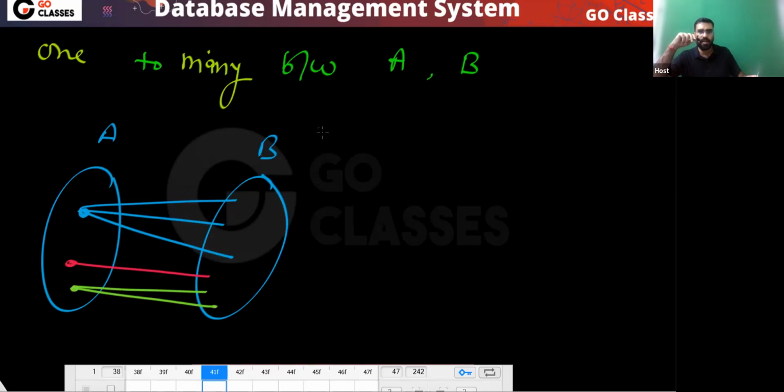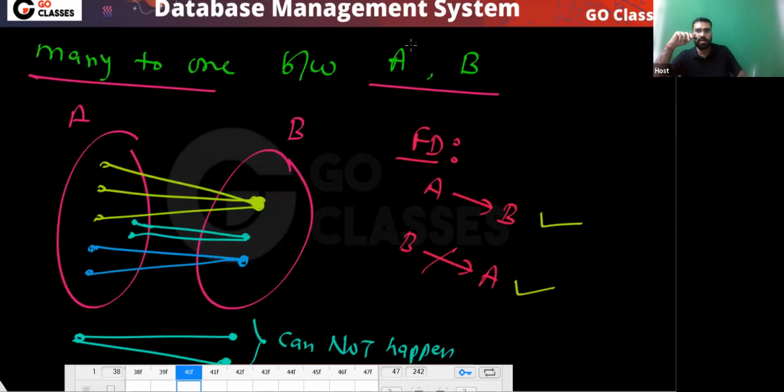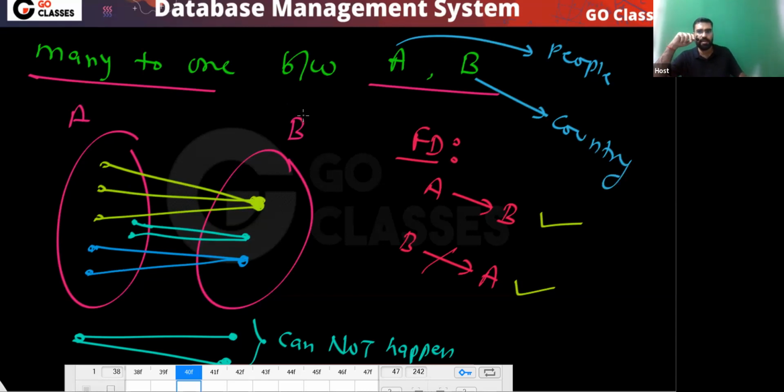Here in this situation, you can notice one to many between courses comma student. For example, this can be courses and this can be students. And here what can happen? Many to one. For example, these can be people and this can be country. So there is a many to one between people comma country.